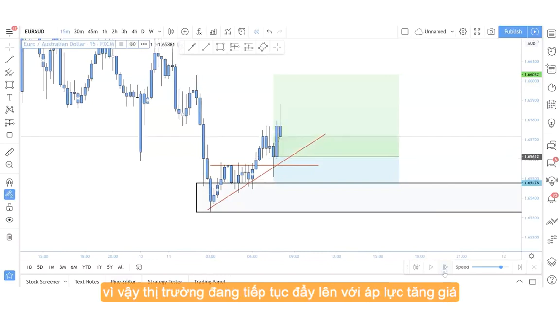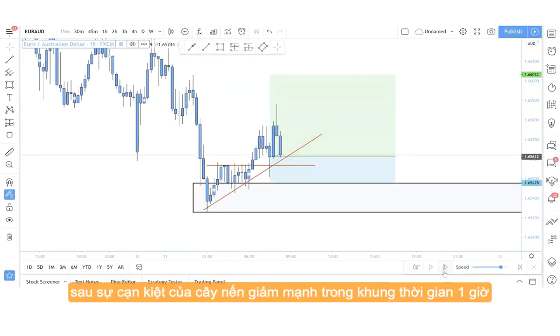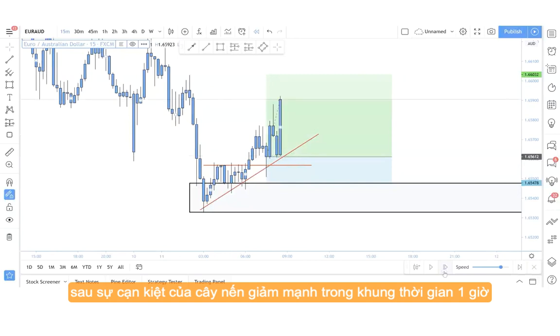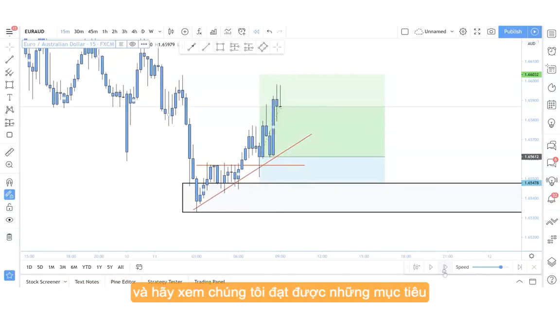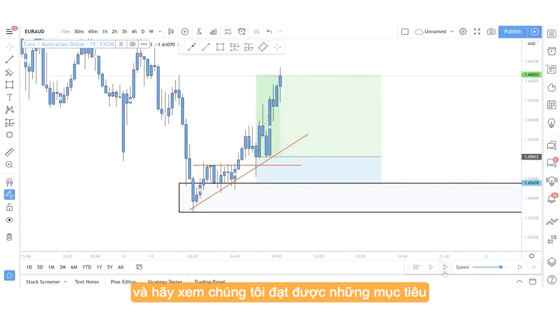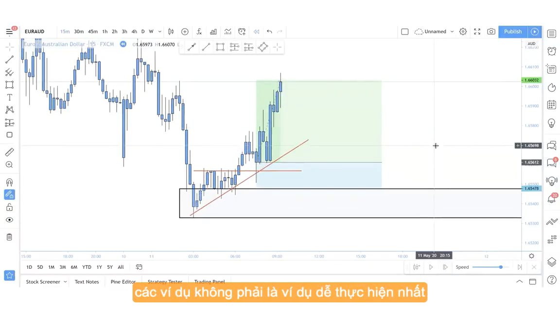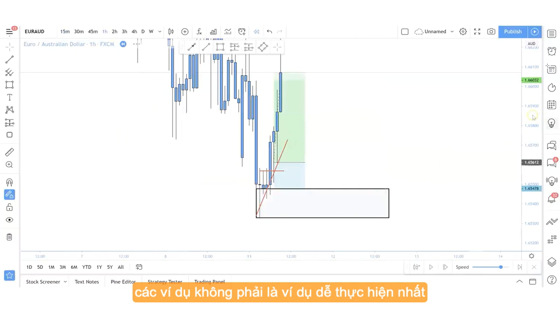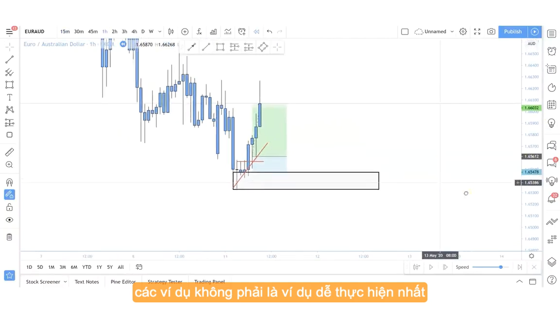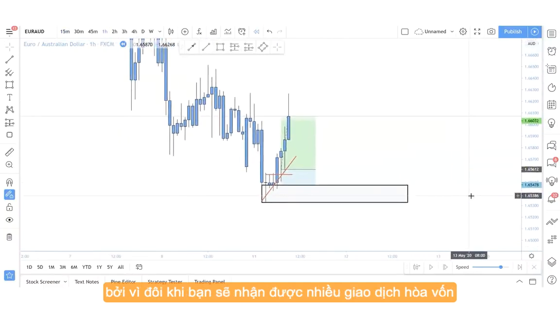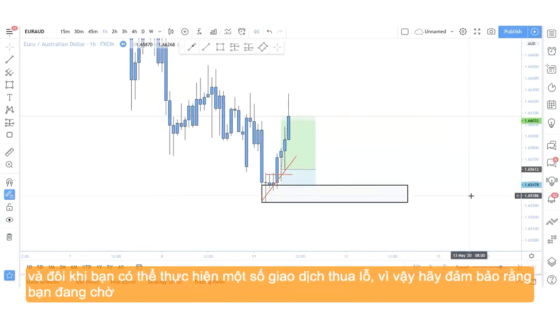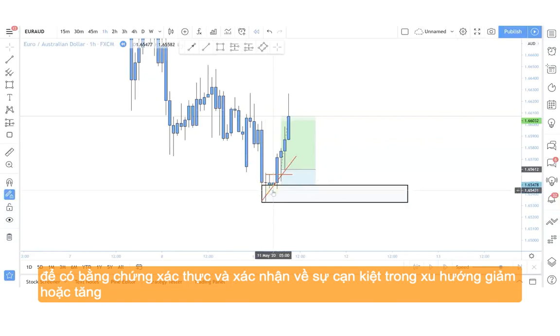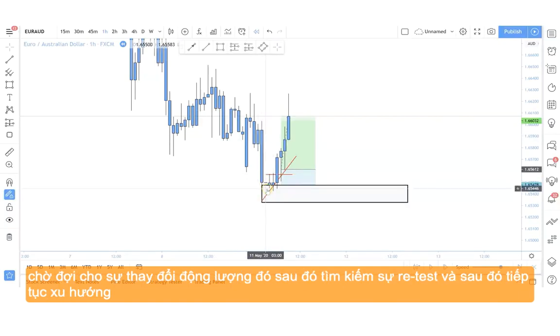So the market is continuing to push up with that bullish pressure after the depletion of that strong bearish candle on the hourly time frame, and let's see if we hit those targets. And there you have it, targets here. So 3 examples for you, and this one is not the easiest to take because sometimes you are going to get a lot of break-even trades, and at times you may take some losing trades. So make sure you're waiting for true evidence and confirmation of a depletion in either bearish or bullish pressure. Wait for that momentum shift, then look for that retest, and then that continuation.